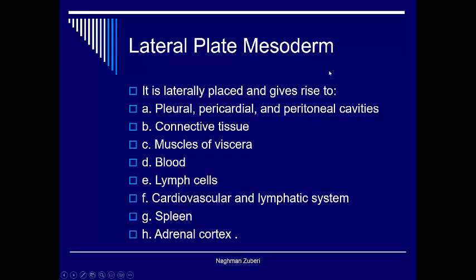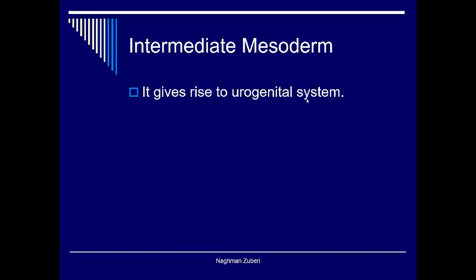Lateral plate mesoderm. It is laterally placed and gives rise to pleural, pericardial, and peritoneal cavities. Then connective tissues, muscles of viscera, blood, lymph cells, then cardiovascular and lymphatic system, spleen, and the adrenal cortex. Intermediate mesoderm, it gives rise to urogenital system.